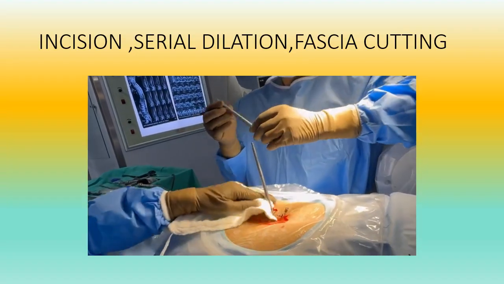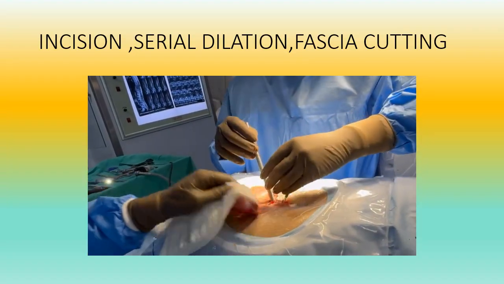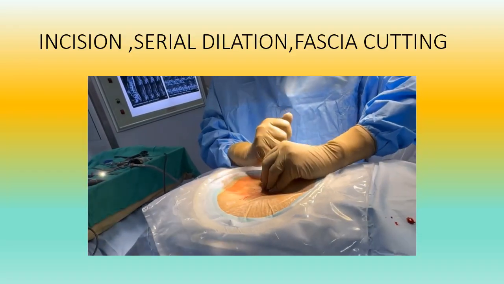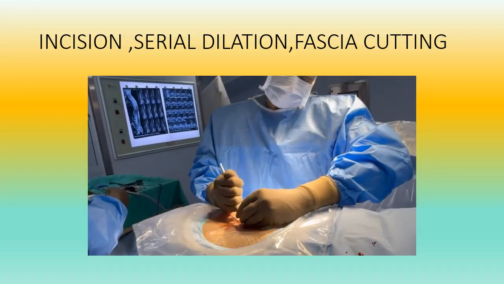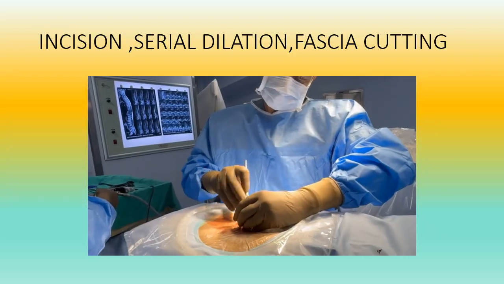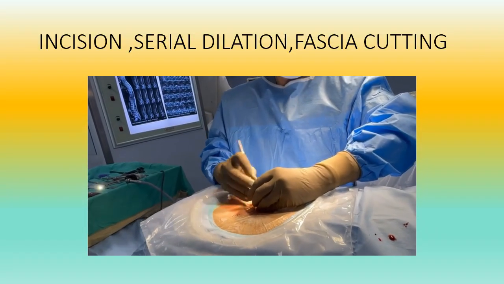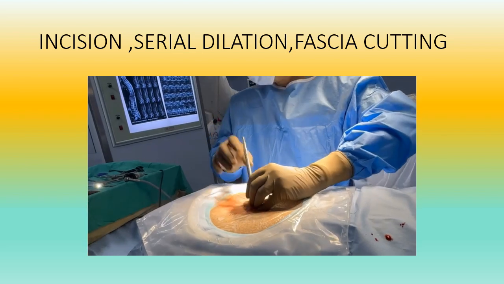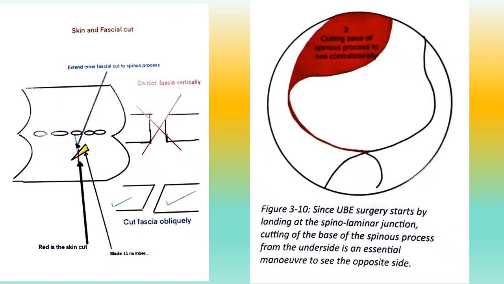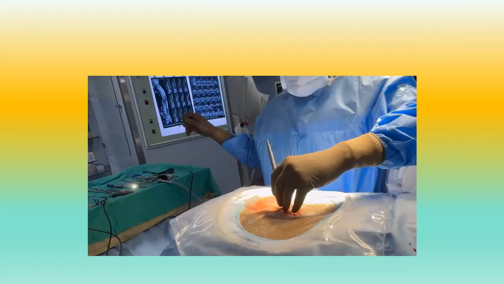While doing this, you can feel the lamina, you can feel the facet joint. Never do it if you don't feel bone. Bone is your friend, so always be careful that you are on the bone. This is how we divide the fascia after the spinous process. And after this, we put all the dilators.